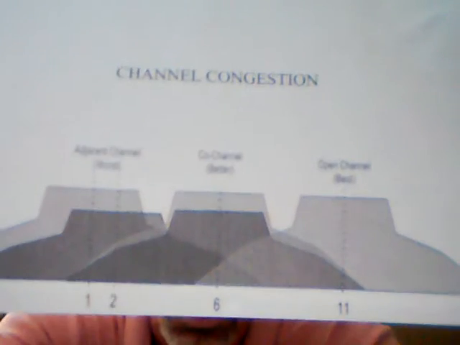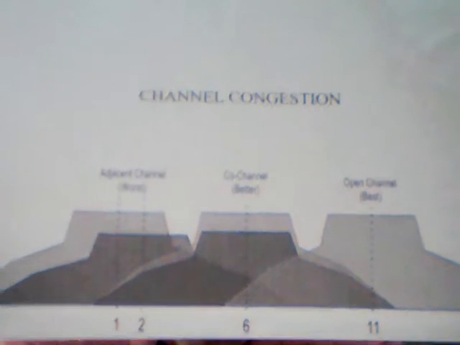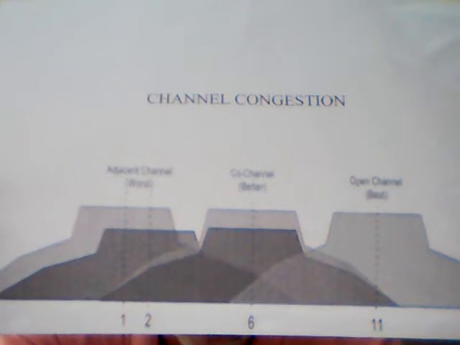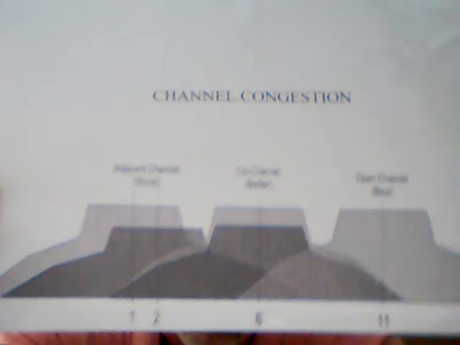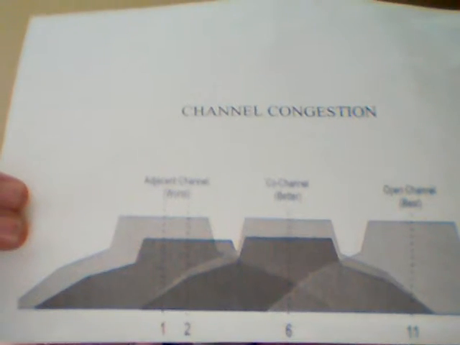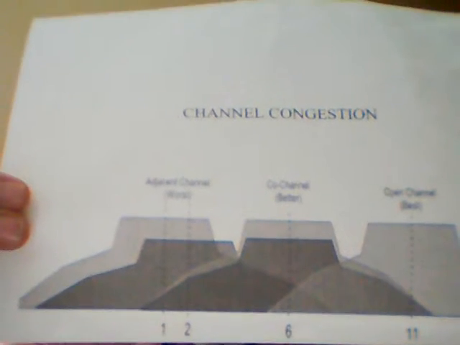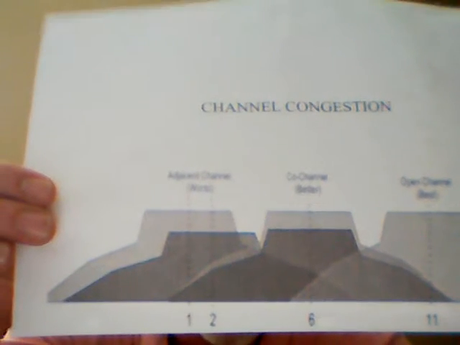Now, I have a diagram here that shows channel congestion. And what you can see here is the 1, 6, and 11. You can see the adjacent channel, the light gray and the dark gray. That's the worst possible scenario. A co-channel is both networks existing on channel 6, which is better, but what we're going to do today is make it an open channel, which is the optimum output for the actual network.